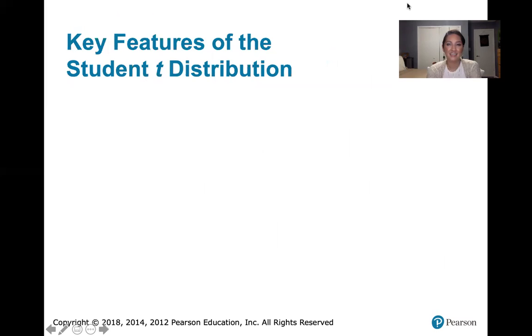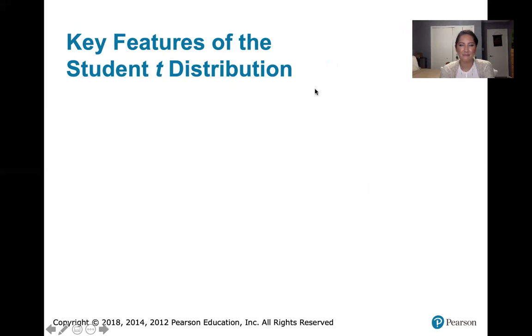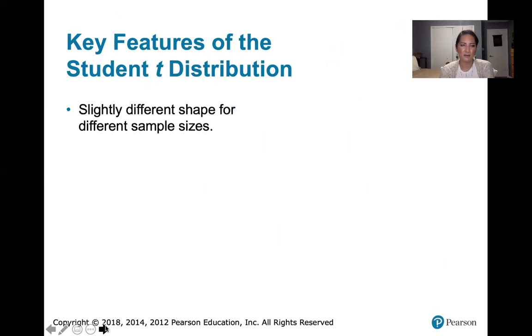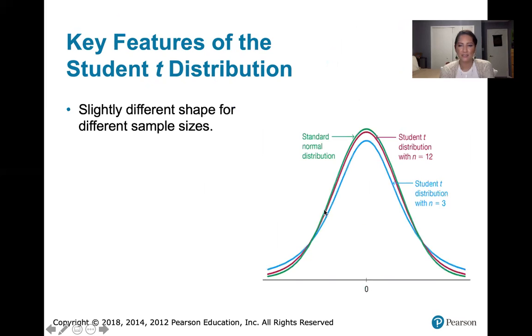Now, before we get into our first example, I just wanted to recap some of the characteristics of the student t distribution. We've seen this before. They have slightly different shapes for different sample sizes. So this green distribution is the standard normal distribution.